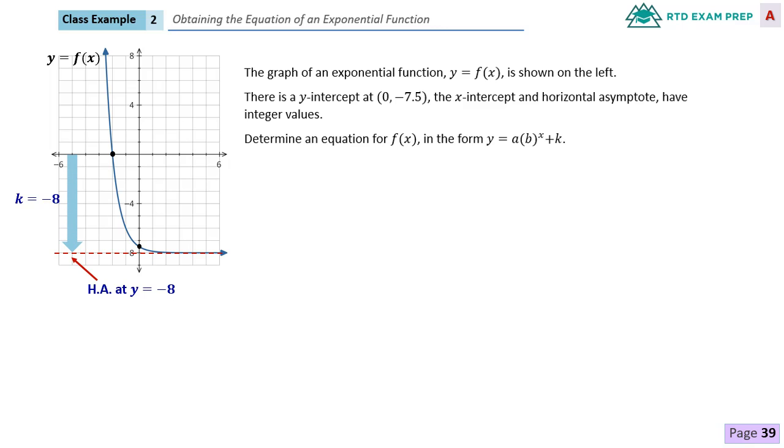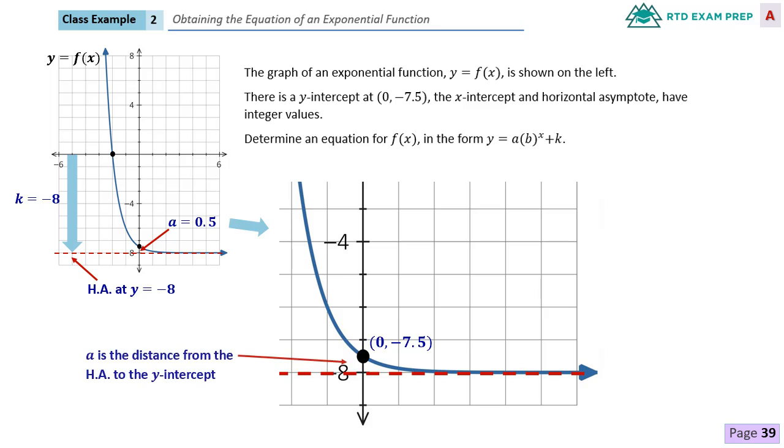The first thing we know is that our horizontal asymptote will give us our k value. So we can replace our k with a negative 8. Now, of a and b, what can we take from this graph? Recall that our a value represents the distance from the horizontal asymptote to the y-intercept. So if we have a y-intercept at negative 7.5, that means it is 0.5 above the horizontal asymptote of negative 8. This is enough to determine that our a value is positive 0.5.